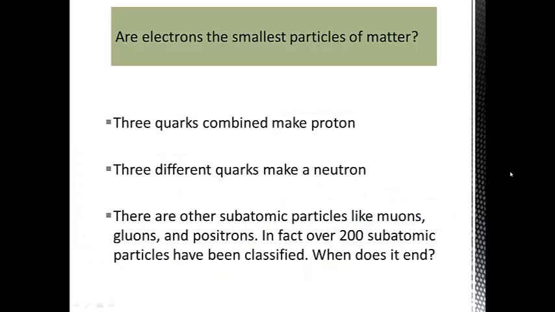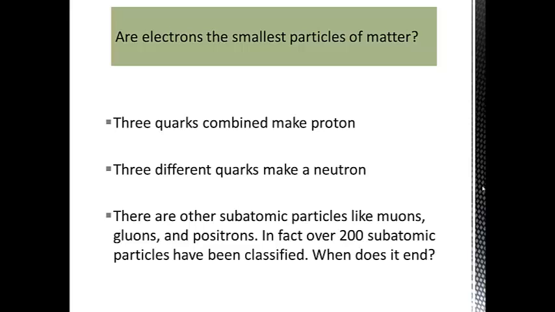Now, we talked about, again, the protons, the electrons, and the neutrons, and we said that the neutrons are the largest, the protons are just a bit smaller, and the electrons are by far smaller than both of those. So does that mean the electrons are the smallest particle that we know of? And the answer is no.